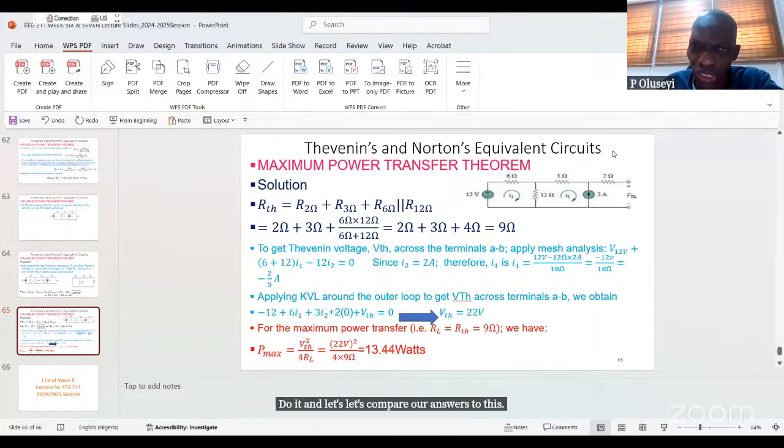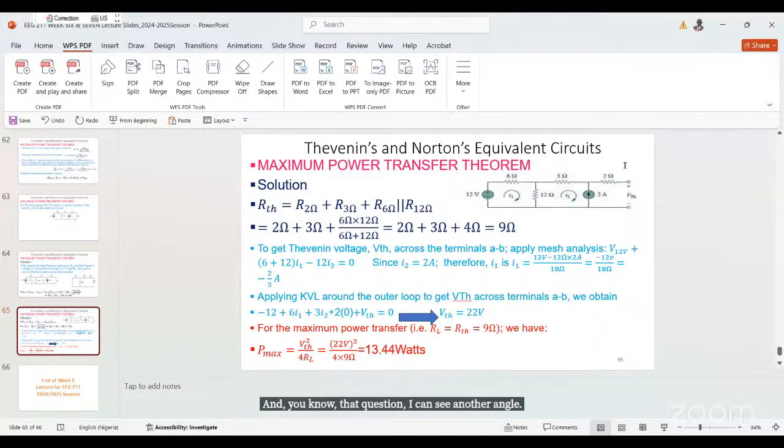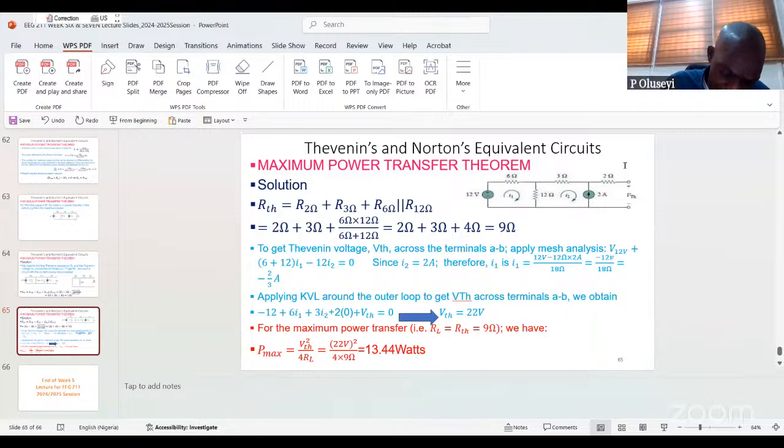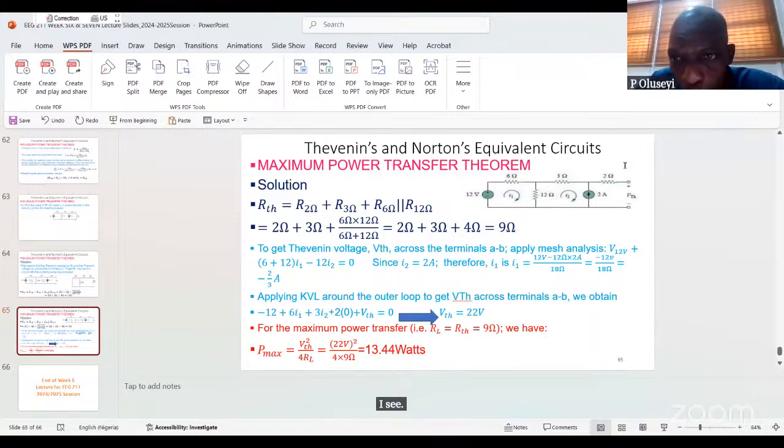Why don't I take other questions? Any other question, I can see another angle. I have a question, sir. Go ahead. I didn't understand why I2 is 2 amperes. Isn't it supposed to be minus 2 amperes? I2. Yes, sir. Can anybody explain that for us?